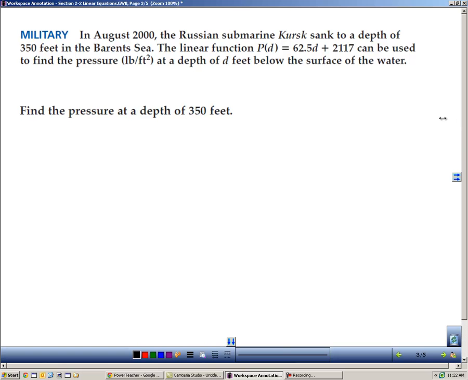Here you have an example of where you might use a linear function. A linear model is sometimes what we call this as well. It talks about a Russian submarine that sank 350 feet in the Barents Sea. This is the linear function that represents it. So P of D. Now since capital P is the pressure, that means the pressure when you know a depth. That's what P of D means. Equals 62.5 D, where D is our depth, plus 2117. So that's my function, my model for this situation.